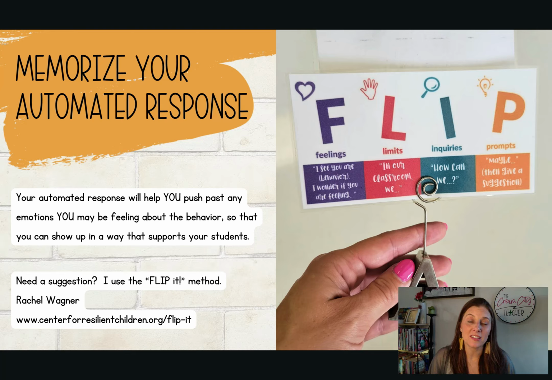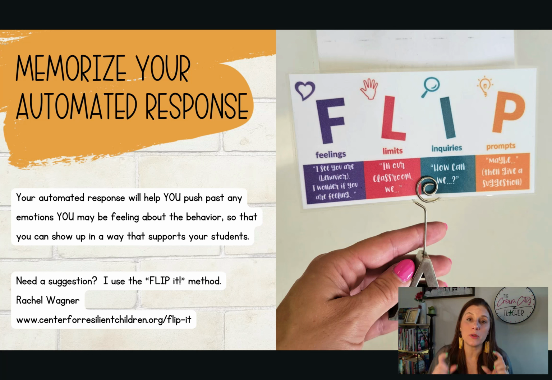The method that I personally use is called the flip it strategy, and this comes from Rachel Wagner. I've included a relevant link that you can go to learn more about her and the flip it method. But basically, the flip it method has 4 steps, 4 things you say when you're supporting the child in the moment. FLIP is an acronym that stands for feelings, limits, inquiries, and props.